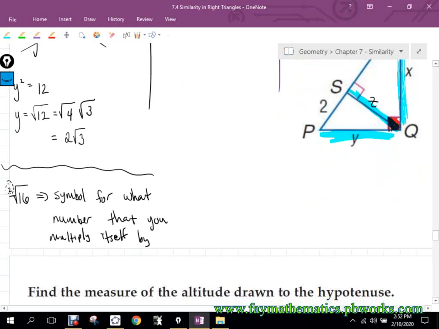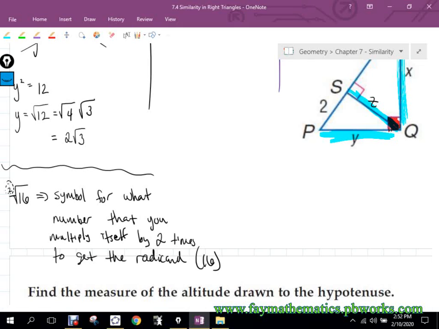But there's a 2 out here. There's an understood 2 out in front of the radical. So multiply by itself, in that case, that many times, 2 times, to get what we call the radicand, which in this case is the number underneath the radical, which is 16. So what number can I multiply by itself 2 times to get 16? 4, right?